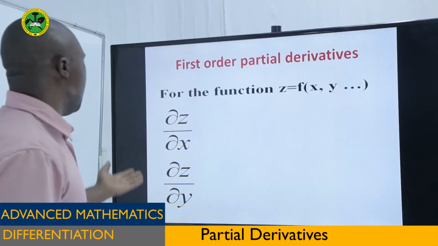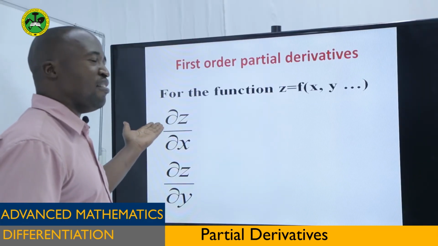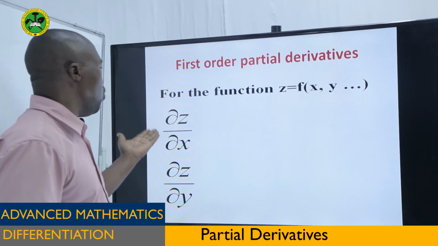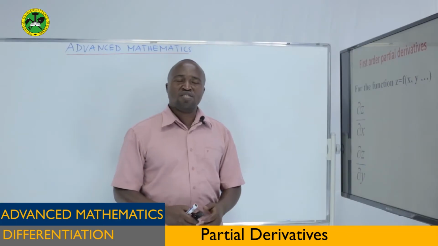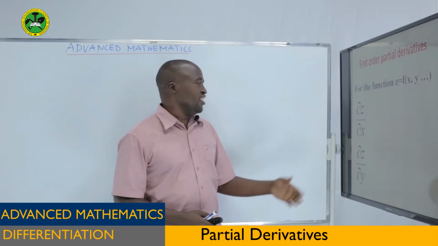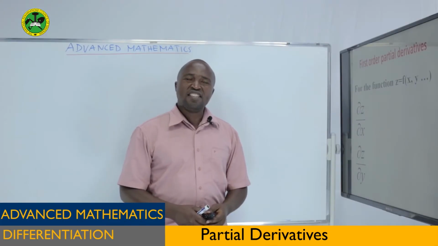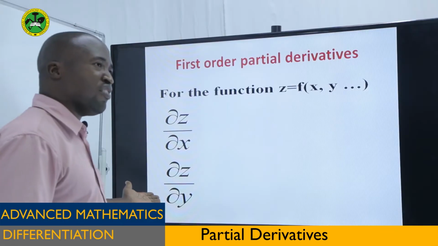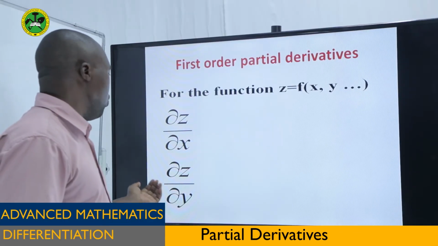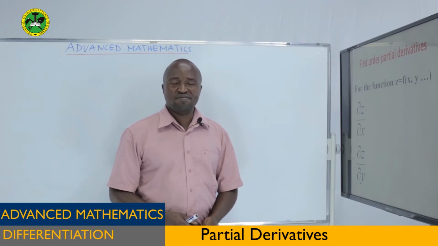One of them is this one. This means the partial derivative of z with respect to x. In this case, y is constant. When differentiating z with respect to x, y is constant. Then the second one is the partial derivative of z with respect to y. In this case, x is constant.